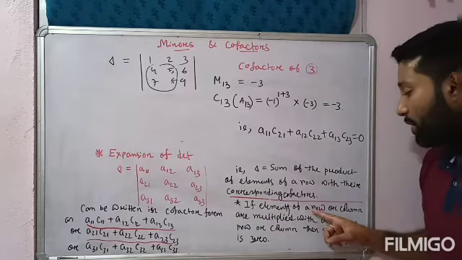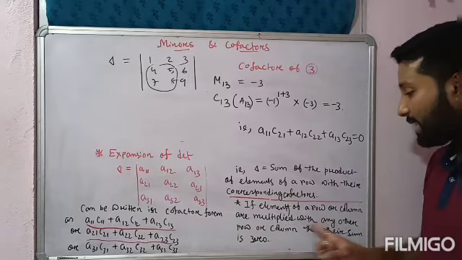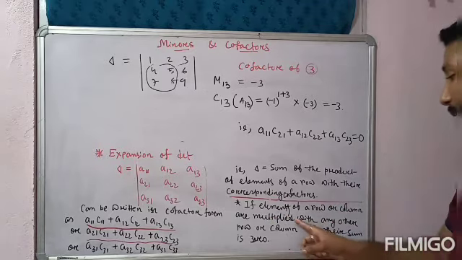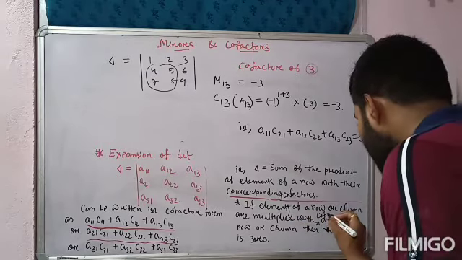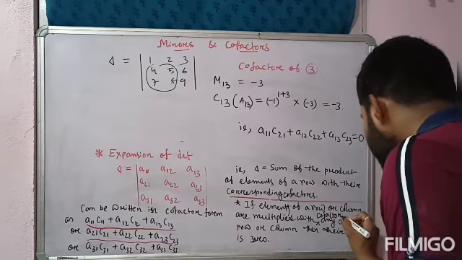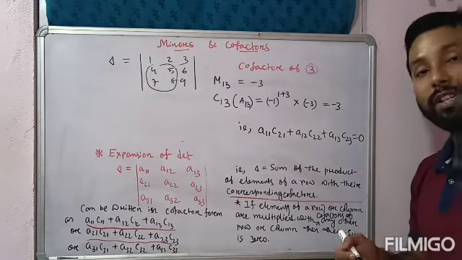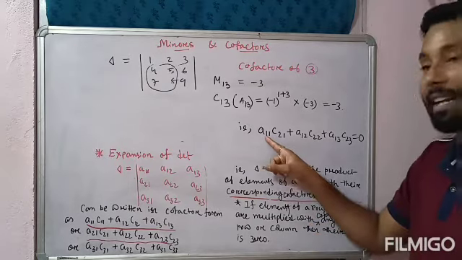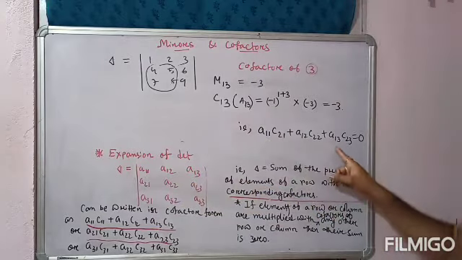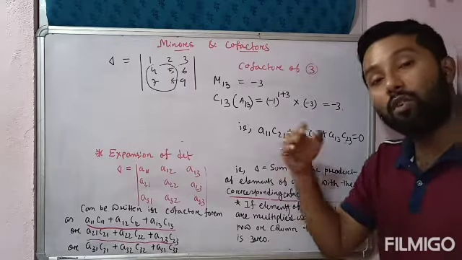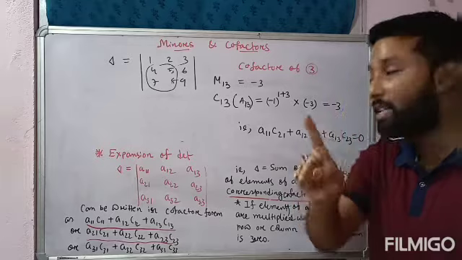If the elements of a row or a column are multiplied with the cofactors of any other row or column, then their sum is always 0. That means, what elements are in the first row? A11, A12, A13. If the cofactors of the second row or column are multiplied with these, then their sum is always 0.